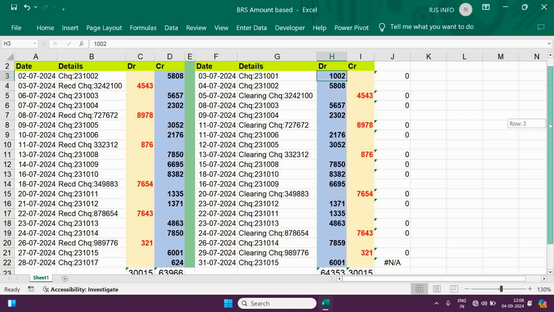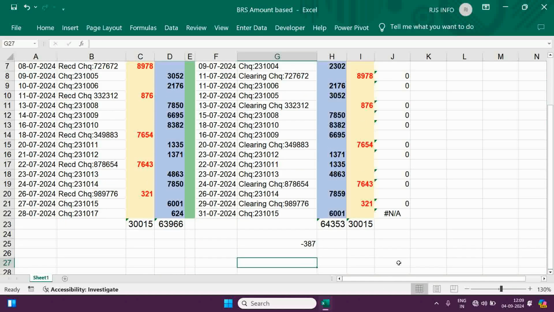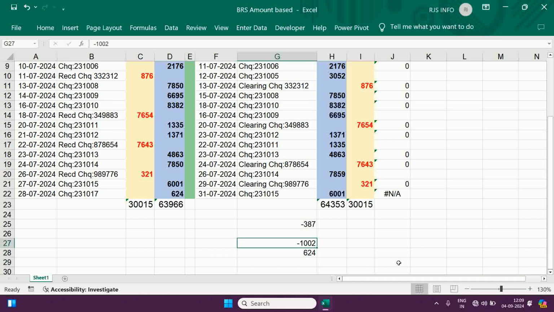So this should be reduced to the extent of 1002. This 1002 should be reduced so that it matches with the ledger. And 624 is not encashed. Still, a 9 rupee difference is there.